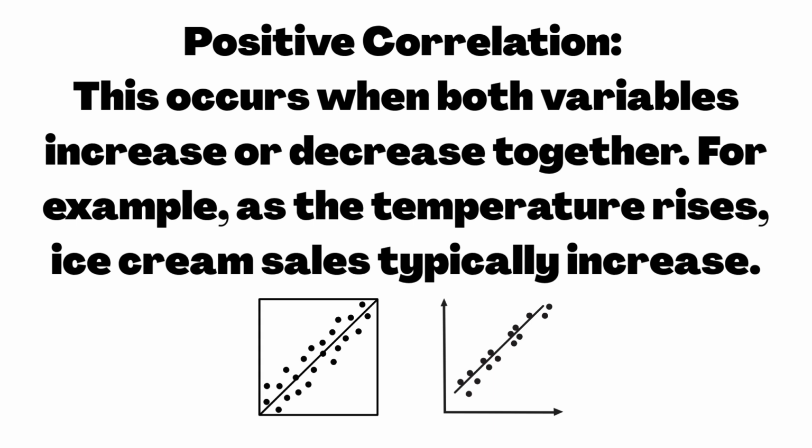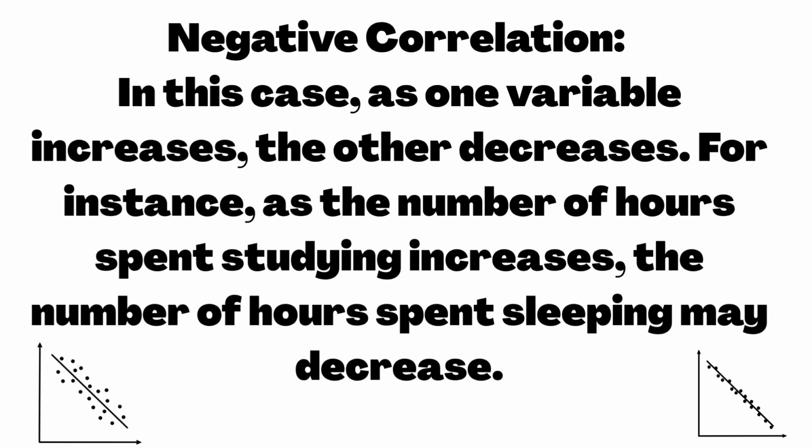Positive correlation. This occurs when both variables increase or decrease together. For example, as the temperature rises, ice cream sales typically increase. Negative correlation. In this case, as one variable increases, the other decreases. For instance, as the number of hours spent studying increases, the number of hours spent sleeping may decrease.